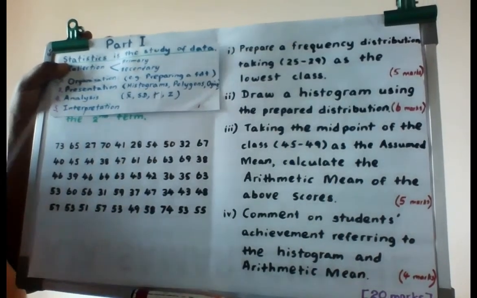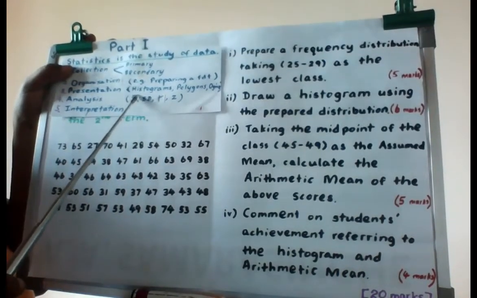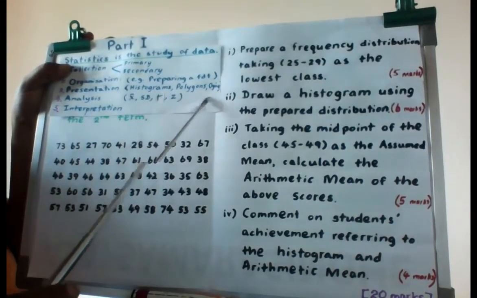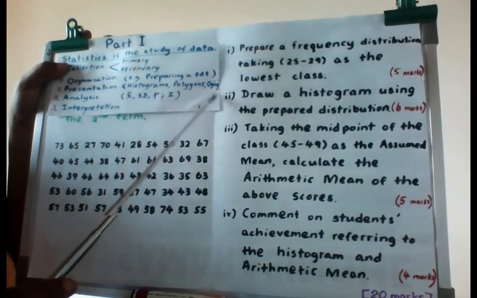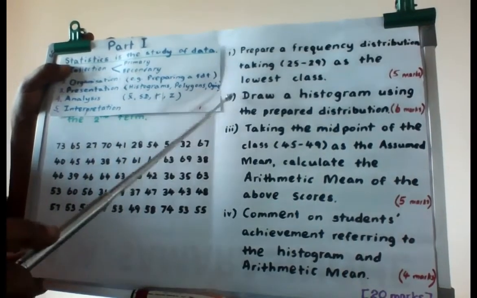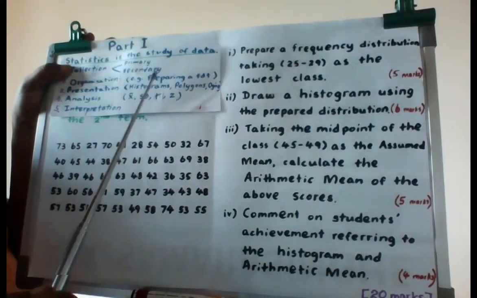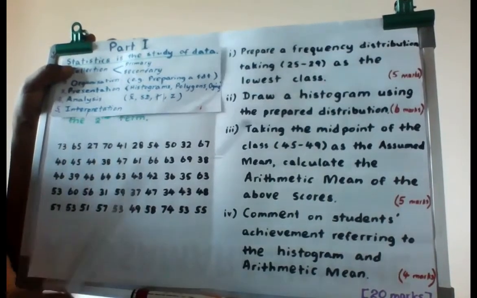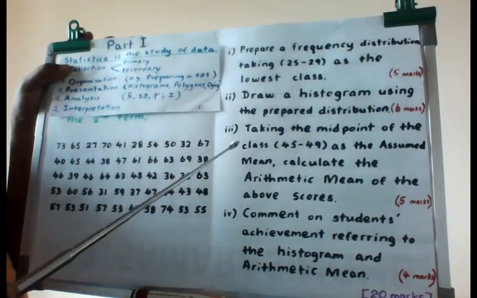Next one is presentation. In your syllabus, there are 3 types of graphs that you'll have to learn: histograms, polygons, and ogives. Right? You have to present what you have found, the data, in the form of a graph. In this case, they are asking you to prepare a histogram. Sometimes they'll ask you to prepare a polygon or an ogive. Right? Third one is the presentation. Fourth one is the analysis part. Here you will have to analyze the data.